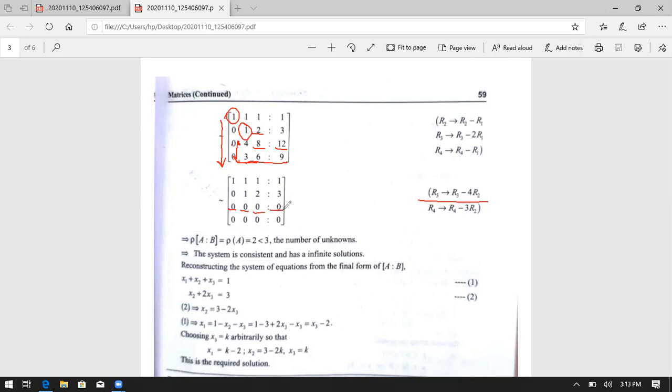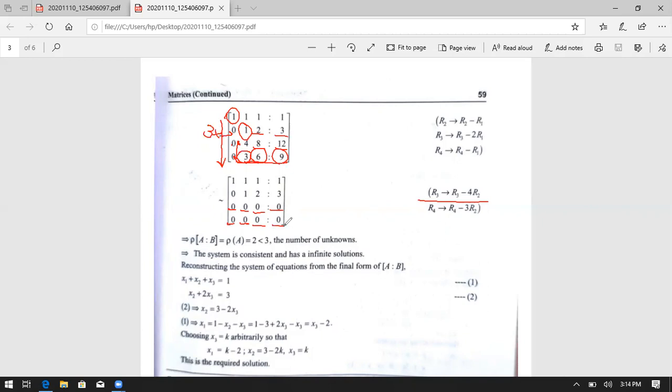Next we come to R4. What is the R4 value? R4 equal to R4 minus 3R2. R4 is 3 here, that's why multiplying 3 to the second row. 3 minus 3 is 0, 0 minus 0 is 0. Next 6 minus 3 into 2, 3 into 2 is also 6, so 6 minus 6 is 0. Next 9 minus 3 into 3, 3 threes are 9, so 9 minus 9 is 0.